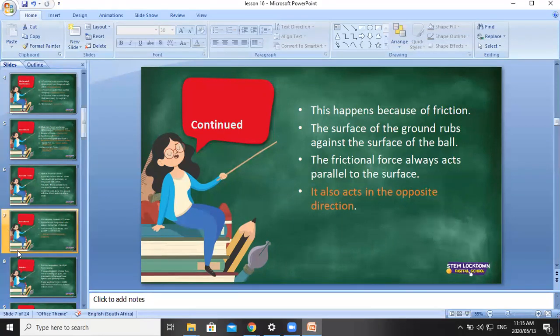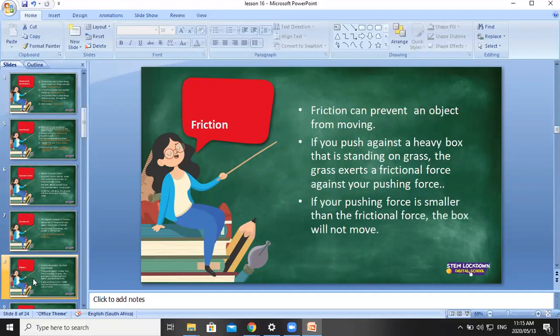Don't forget that. Then friction can prevent an object from moving. So the main purpose of friction is to actually stop an object from moving. When an object is moving, we are going to have friction.